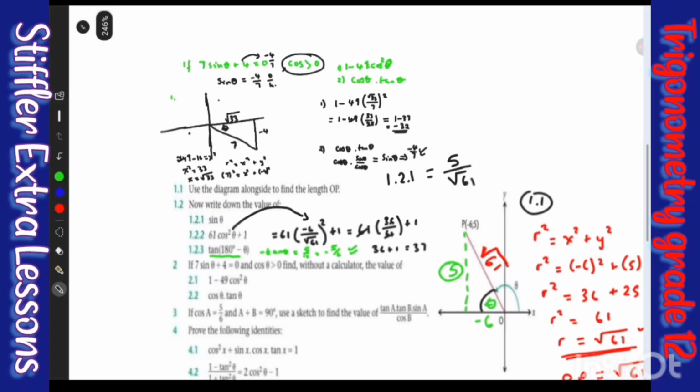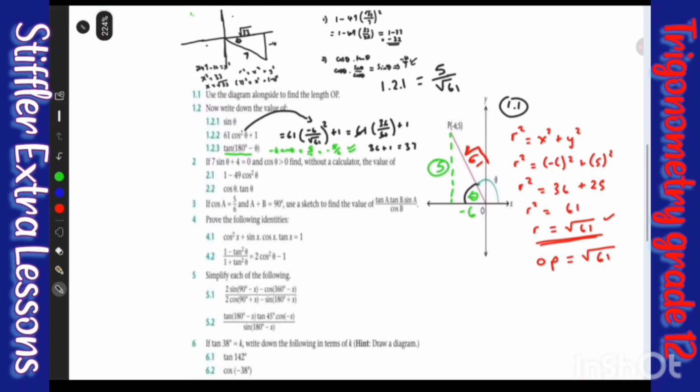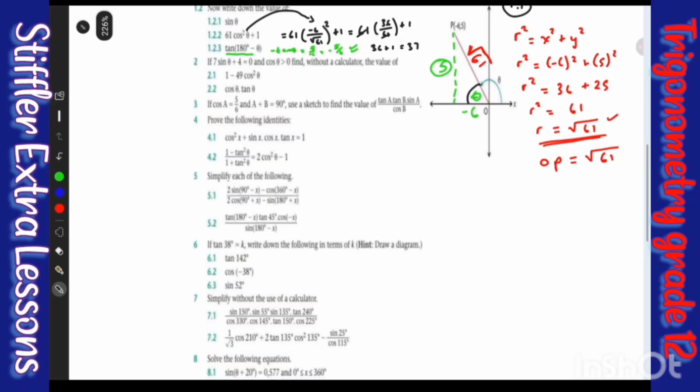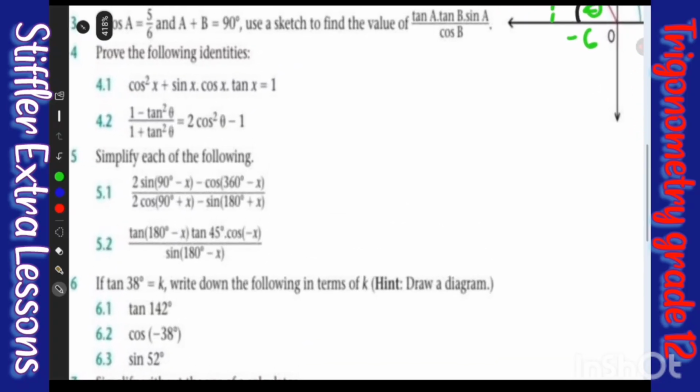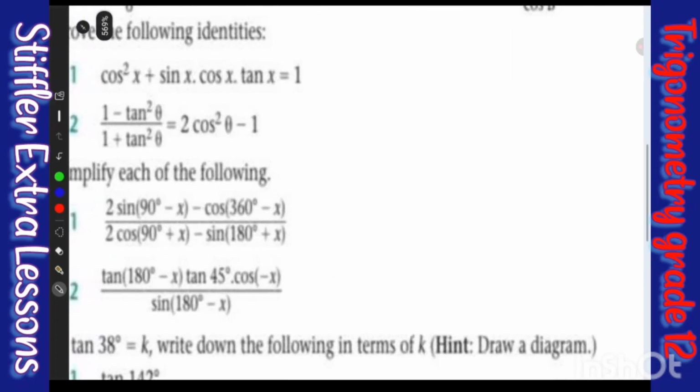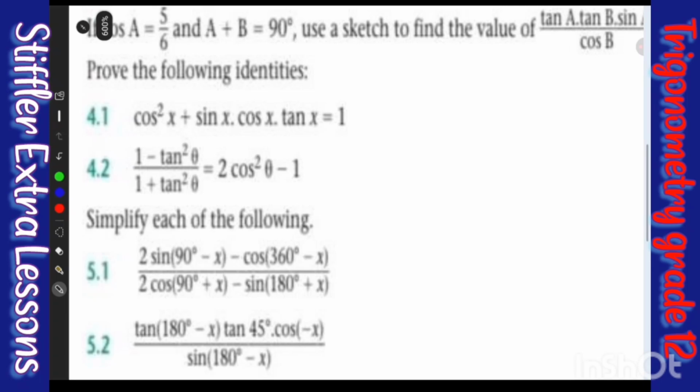That's how you can solve that. So let's get back to this question. Let's see what else you can do. Maybe prove the following identity. Maybe let's just do this and also simplify, and we can call it a day. Or maybe let's just do one identity. Let's just do 4.1.